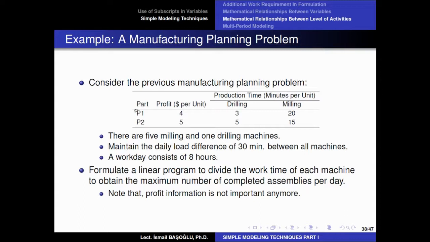So if, for example, you manufacture 40 P1 in a single day and 50 P2 in a single day, in the same day, the number of final products, the completed assemblies that you will be manufacturing, will be limited by 40, because you only have 40 P1 in that case.